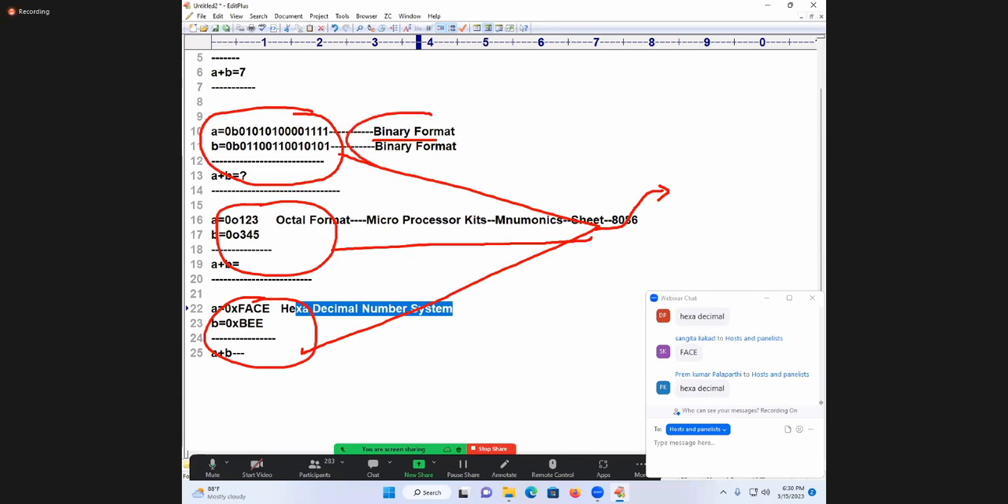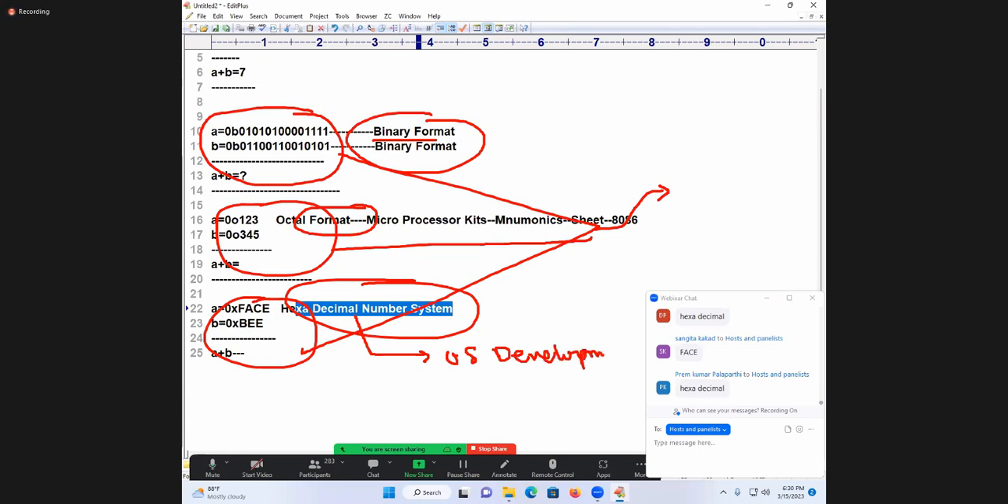That's why Python is called a high level language. Binary data is a low level format representation. Octal is also low level format. Hexadecimal is also low level format. This is used where? In OS development, they are using it. The hexadecimal number system, they are using in OS development. In the classroom, I will explain these things in detail for you.